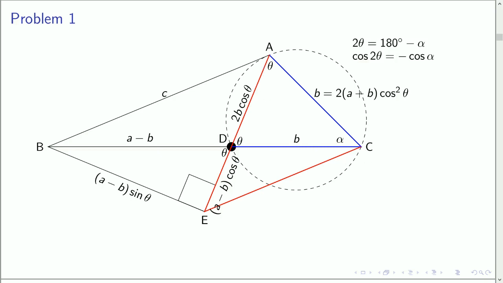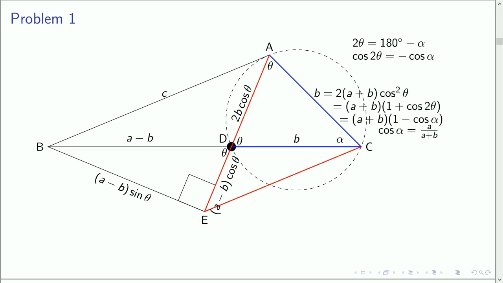sum of these three angles is 180. So 2 theta will be 180 minus alpha. So cos 2 theta is minus cos alpha. So this we can convert to half angle. 2 cos square theta is 1 plus cos 2 theta, then that is 1 minus cos alpha. And from there we get basically cos alpha is A by A plus B.